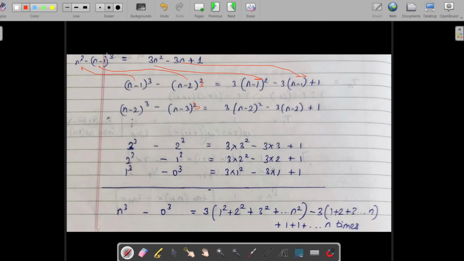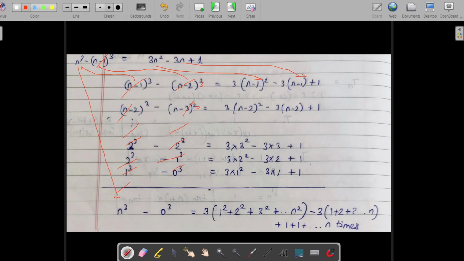So if you add them, what we'll see, first focus on the LHS. These terms will get cancelled out. There is no term, in any case it is 0, but there is no term to cancel this out. If there would have been some term here, this would have cancelled out, but there is no term here, right? So this will remain as it is and n cube will remain as it is. So bring it here, n cube minus 0 cube is, now focus on RHS now.